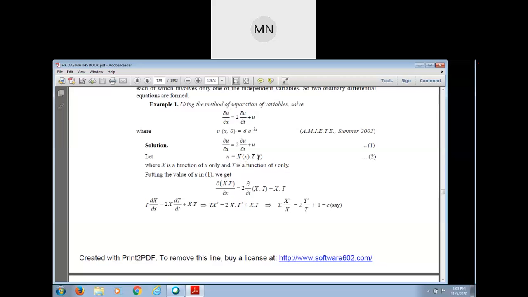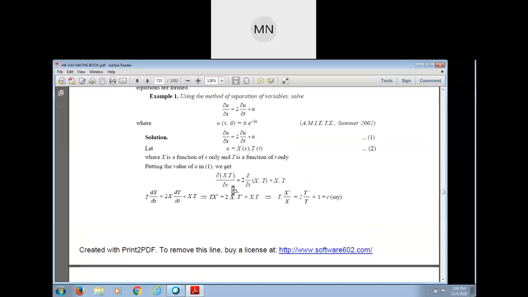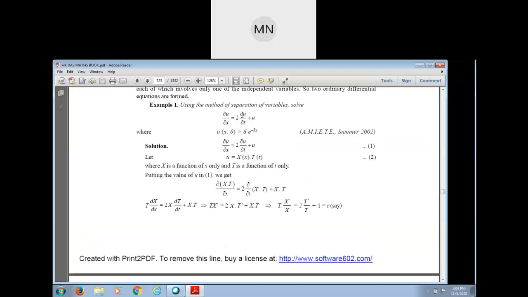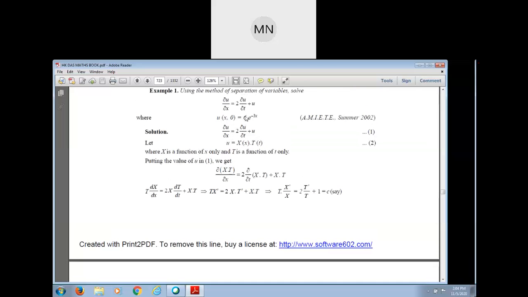X and t. Thus, we write the value of u in the original equation. So, it comes as del x into t divided by del x. Similarly, the right hand side, see the right hand side, the first term is what? Twice del u by del t. So, it comes as twice del t, u is x into t. And this one is the u. So, next term is x into t. Okay?